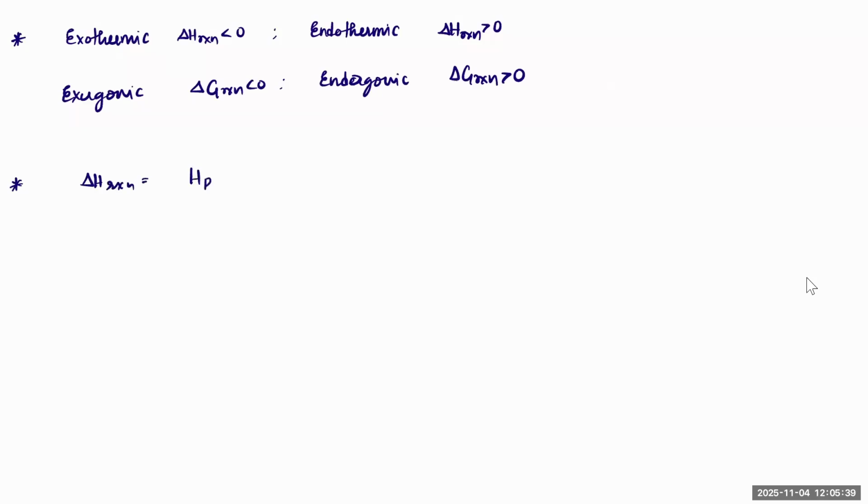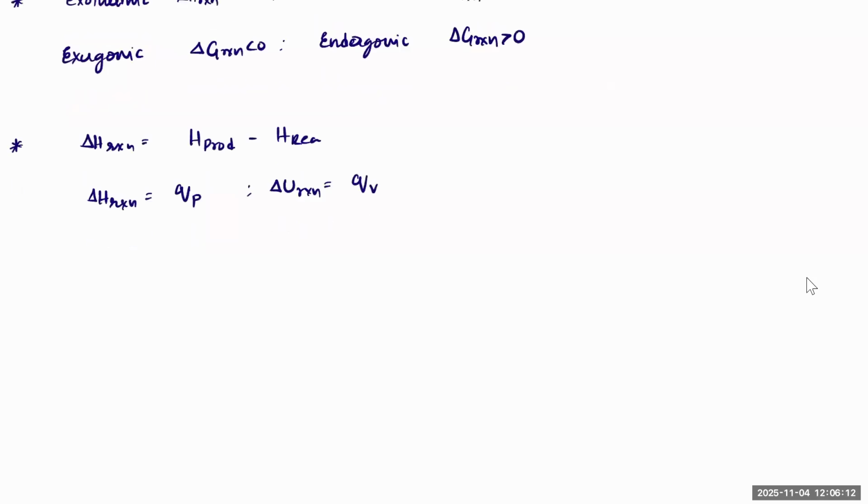to enthalpy of the products minus enthalpy of the reactants. Got it? For any chemical reaction, you will be able to write this down. Next, delta H of the reaction, for a reacting gas, will be equal to QP, that means heat released at constant pressure. Delta U of the reaction will be equal to QV, heat released at constant volume.